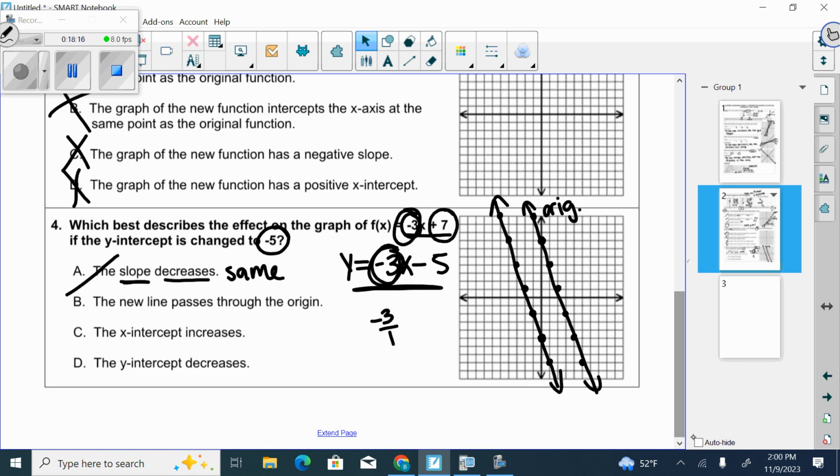B says the new line passes through the origin. Well, our origin is right here, and neither one of those seem to pass through there. C said the x-intercept increased. Well, the new one is over here, which is going to have a negative x-intercept, while originally it had a positive x-intercept, so it can't be that. Then D said the y-intercept decreased. So on the original, my y-intercept was up here at +7, and now it's down here at -5. If I went from 7 down to -5, that would be a decrease.